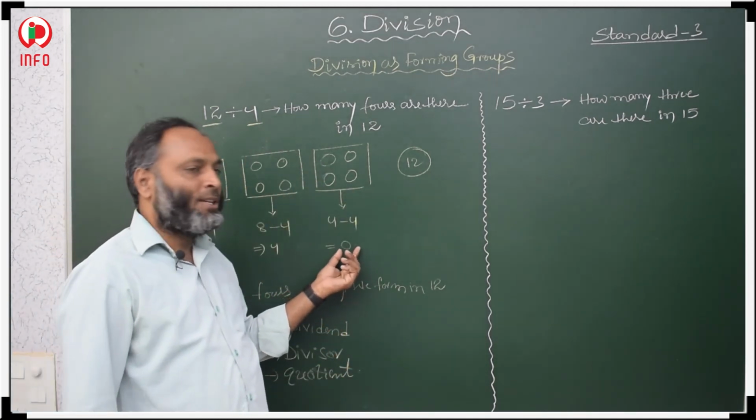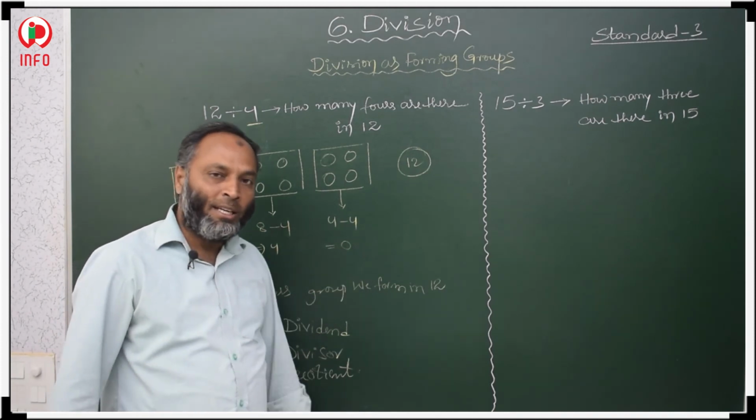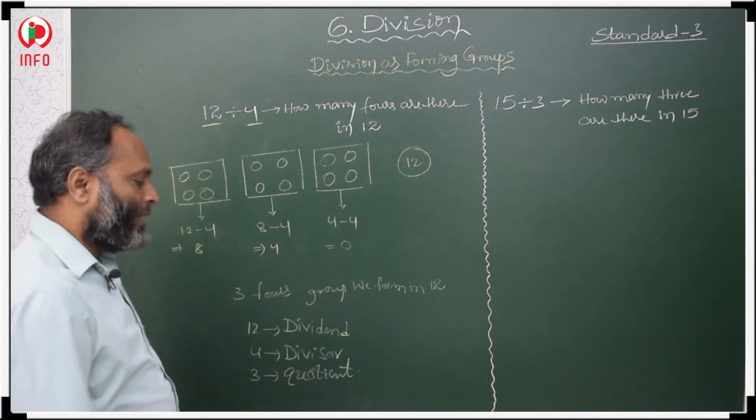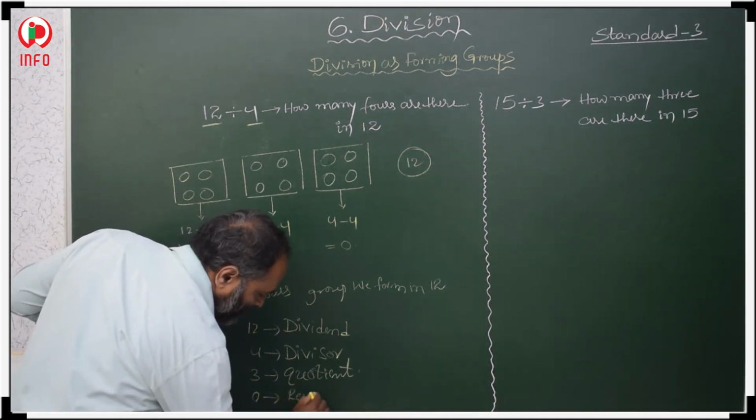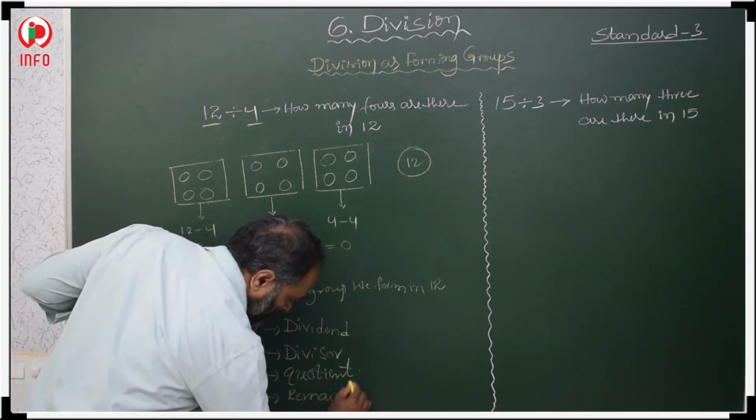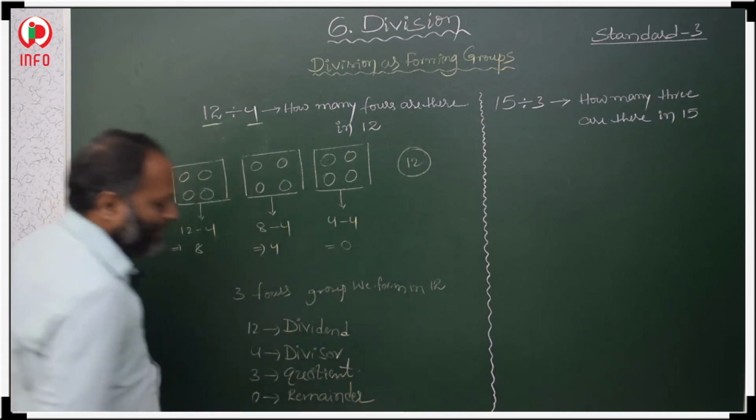And after forming these 3 groups, how many are left? Nothing is left. Here 0 in the third group, 0 is there. So that means the remainder is 0. Okay.